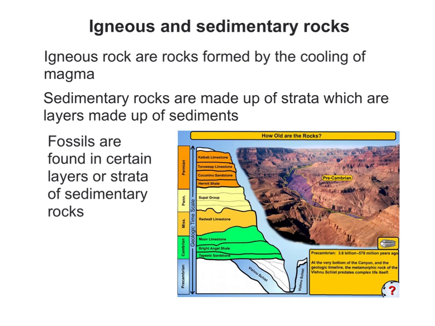Alright, now let's discuss the differences between igneous rocks and sedimentary rocks. Igneous rocks are formed by the cooling of magma, usually when a volcano erupts and the magma cools down and hardens into rock or crystallizes. Sedimentary rocks are made up of strata, which are layers made up of sediments. And because of this, fossils are found in sedimentary rocks since sediment has to cover a corpse for it to form into a fossil.